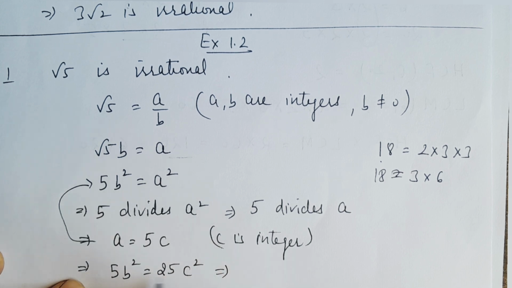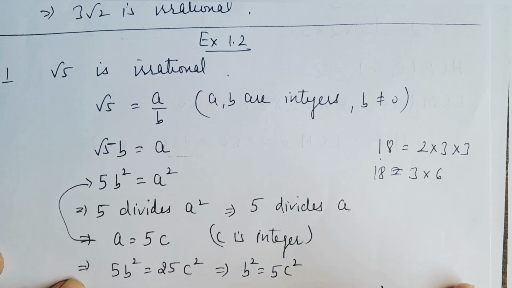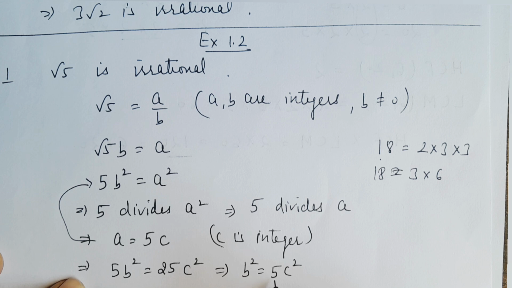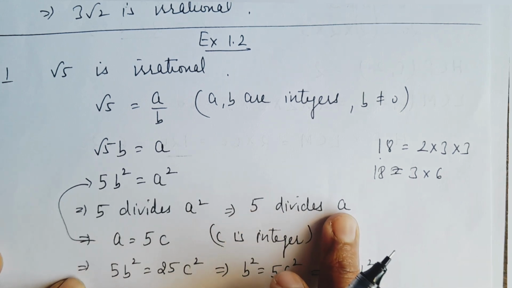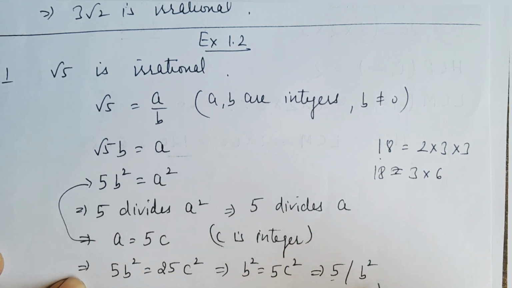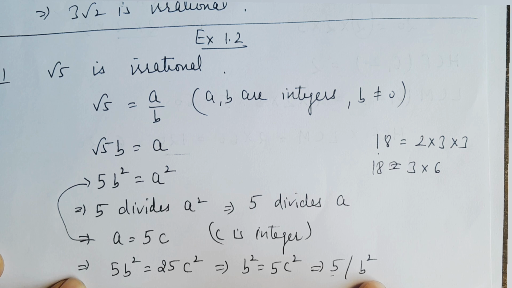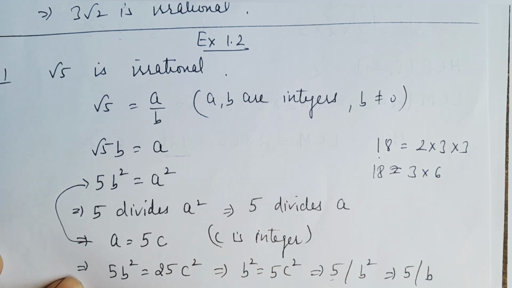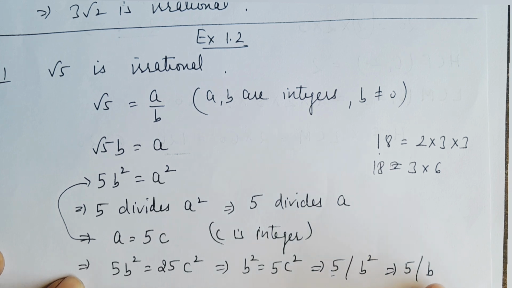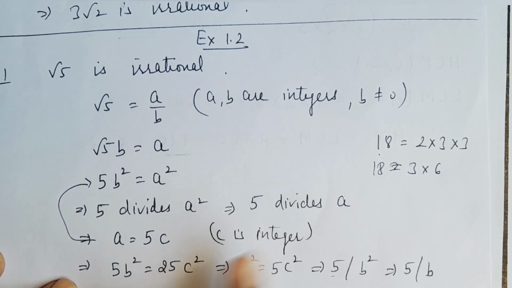Now again 5 we will cancel on both sides, so you will get b square is equal to 5c square. Now again the same process will be repeated, because 5 and c square are the factors of b square. So 5 will divide b square. Again, because 5 divides b square, if a prime divides the square of a number, it will divide that number also. 5 will divide b also. Here we got 5 divides b.